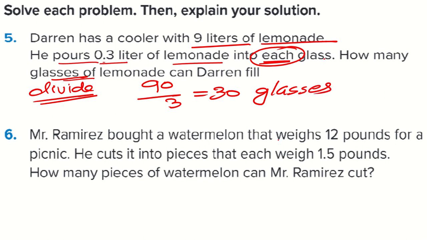Okay. Now next is Mr. Ramirez bought a watermelon that weighs 12 pounds for a picnic. He cuts it into pieces that each, again we are sharing equally, weigh 1.5 pound. So how many pieces of watermelon can Mr. Ramirez cut? Okay, so 12 over 1.5. Same problem, same situation. After the decimal point we have one number, but in the numerator we don't have any decimal point. So put 1 0 here and cancel the decimal point. Now 120 divided by 15, its answer will be 8. I'm sure you know the long division method. If you have any problem, you can tell me. I will explain that also.